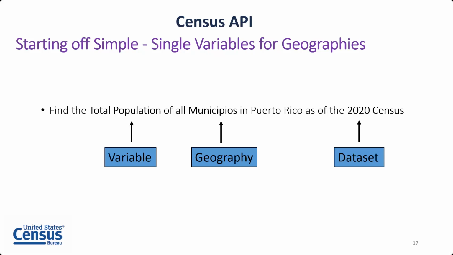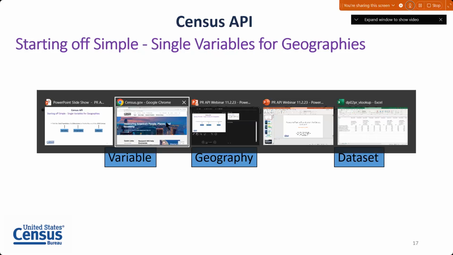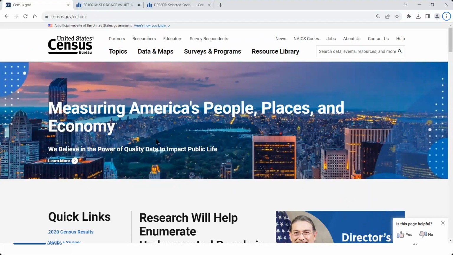And actually, when we're building out our API query, we're going to work backwards through this. We're going to start with our data set, we're going to add in our geography, and then we're going to add in our variable. And then at that point, we'll have the answer to our question here. So I'm going to hop over to my browser here and get over to our developers page.